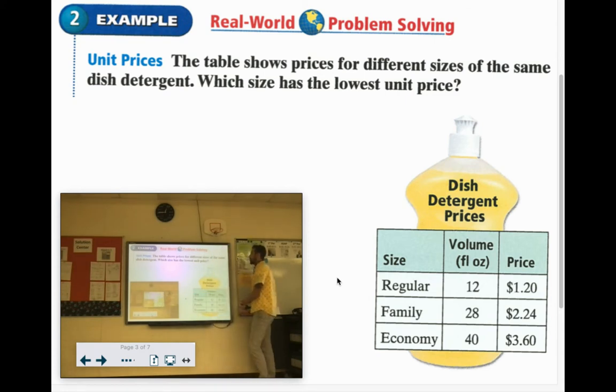So the table shows prices for different sizes of the same dish detergent. Which size has the lowest unit price? So let's calculate the regular.